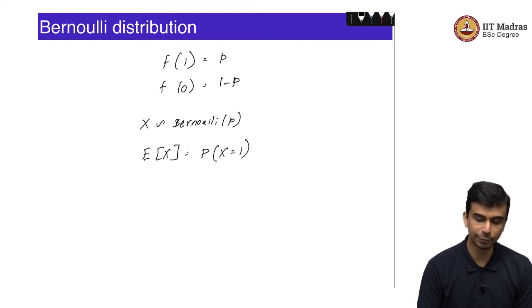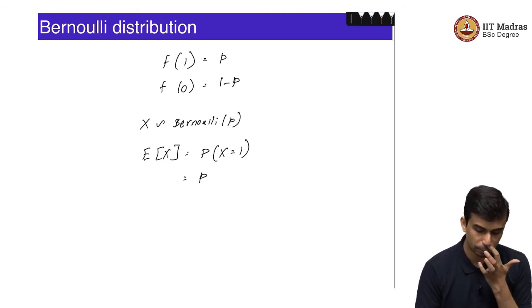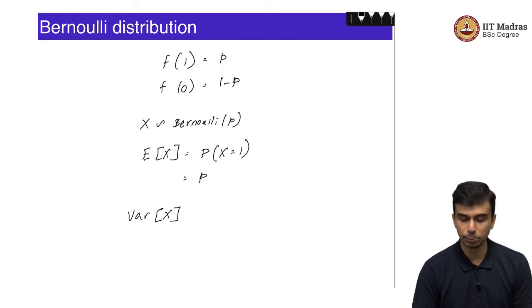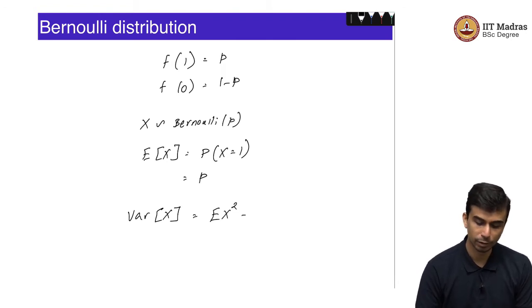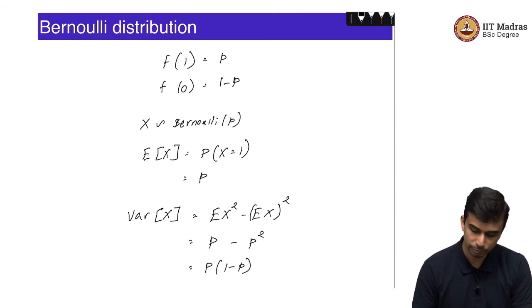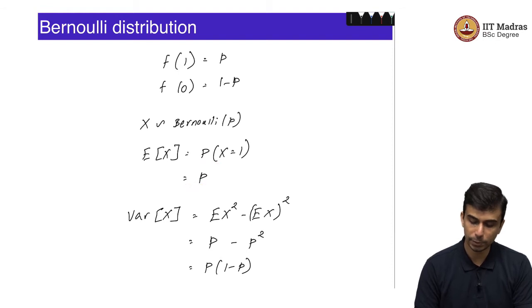So what is the expected value of x if x is distributed as Bernoulli p? Well, that is equal to the probability of x equal to 1, which is exactly equal to p. So the expected value of x is p. What is the variance of x? We know the variance of x is the expected value of x squared minus the expected value of x, the whole squared. But x is a random variable which takes values only 1 or 0, so x and x squared are really the same. So E of x squared is equal to E of x, which is p. So p minus p squared is equal to p into 1 minus p.